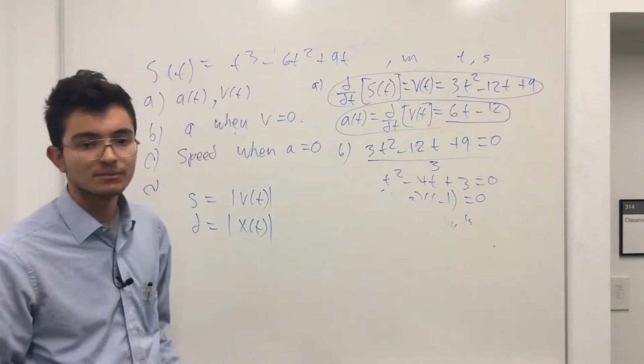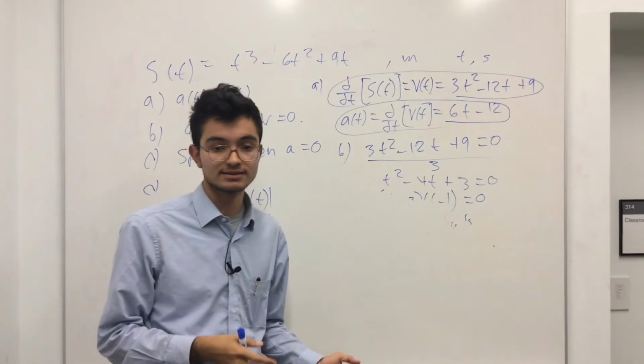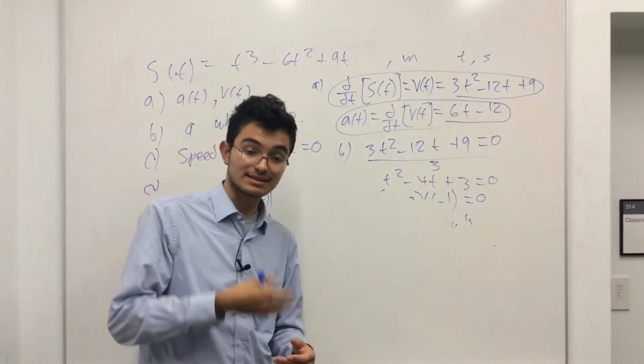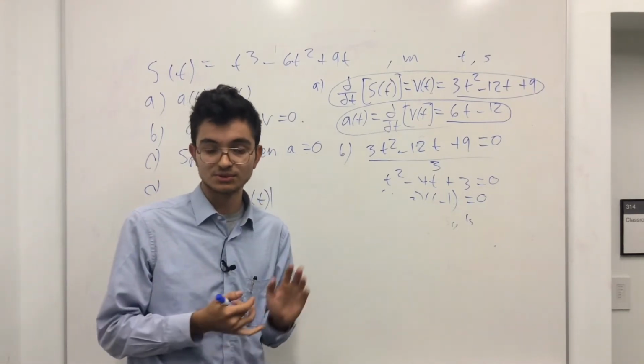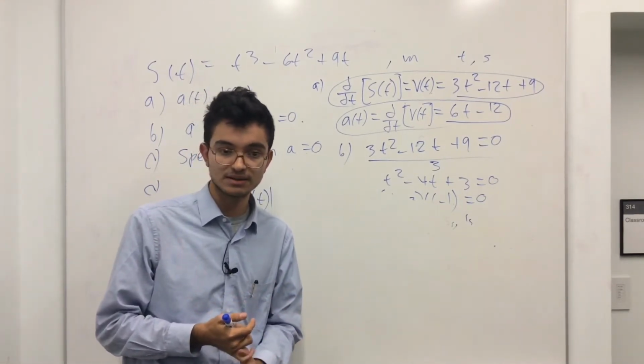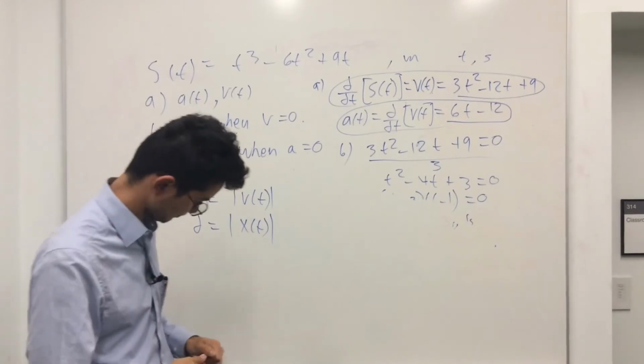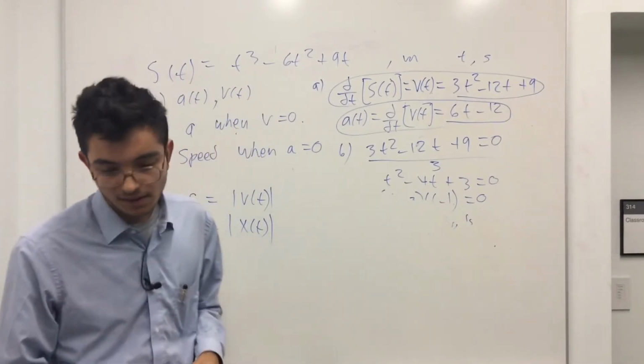Speed can't be negative, right? Right, it's just a scalar. It's a scalar quantity. Velocity is a vector quantity, so it could be either positive or negative. It doesn't matter. Acceleration is also a vector quantity, and so is position. All right, that makes sense.